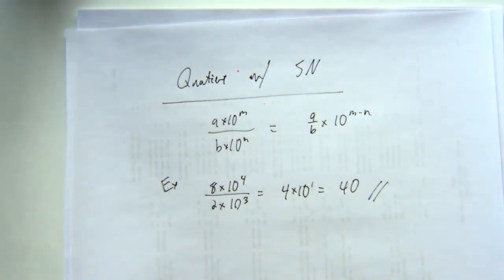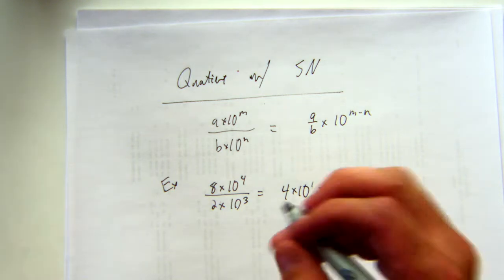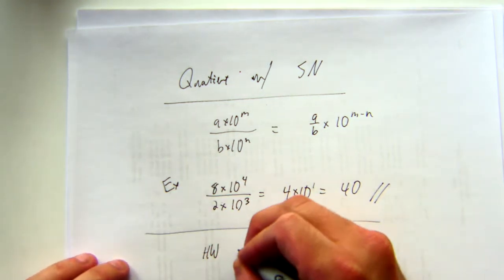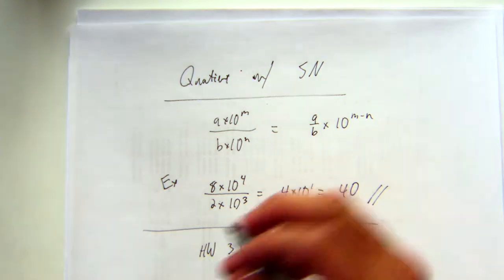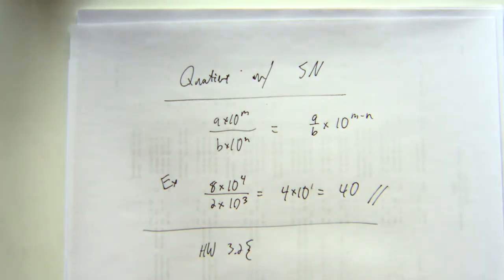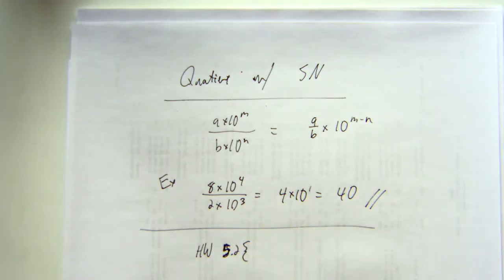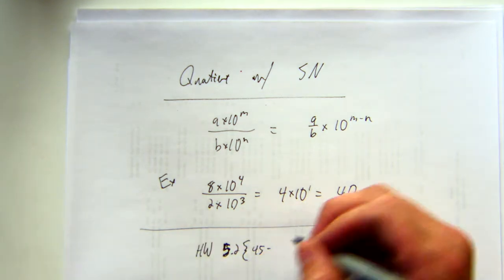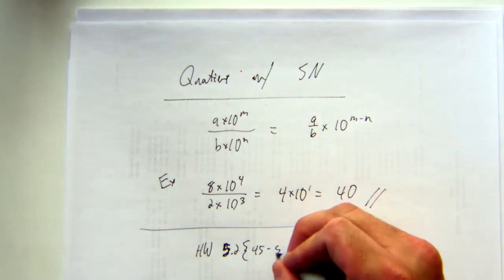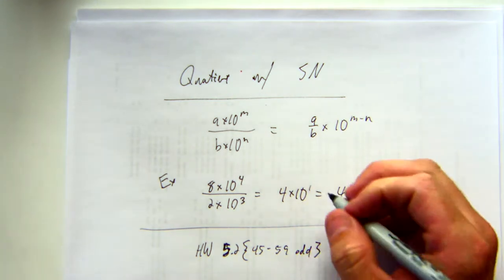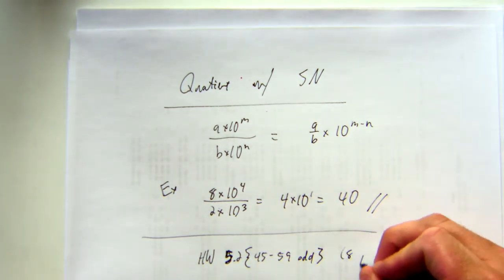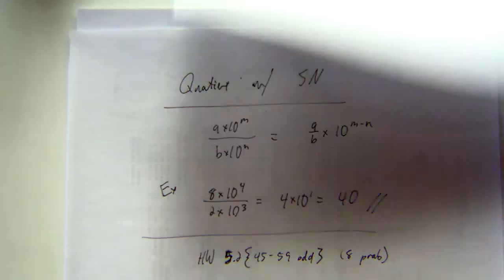Homework for this one. This is 3.2. 5.2, yeah, sorry. Let's do 45 through 59 odd. So that's only 8 problems. And it's just like the examples I did.